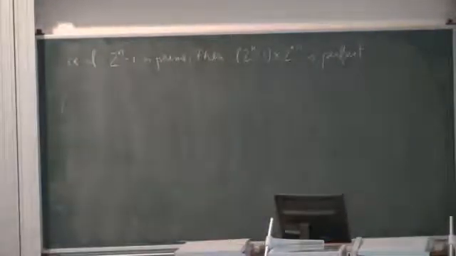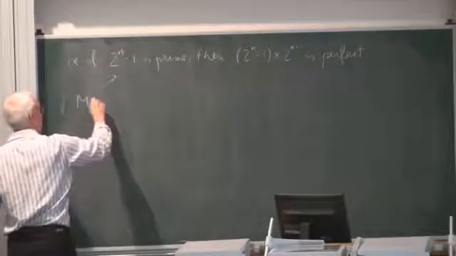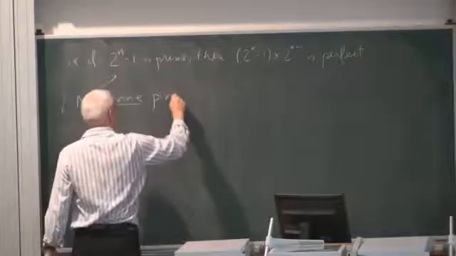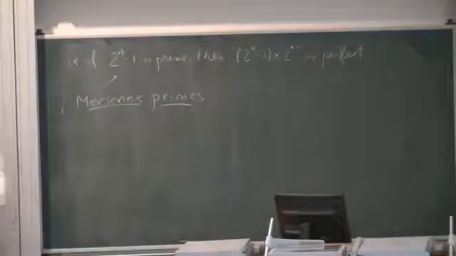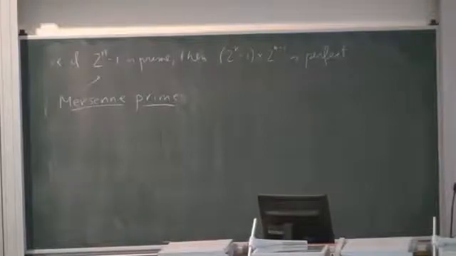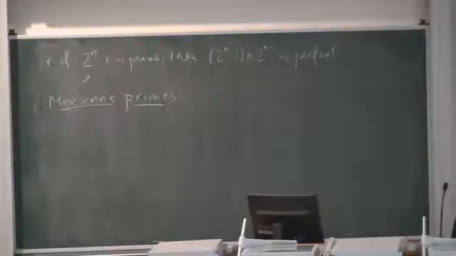So what numbers of the form 2 to the n minus 1 are prime? Well, that's an interesting question. And those primes are particularly interesting, and they're called Mersenne primes. Not every number of the form 2 to the n minus 1 is prime. For example, 15 isn't. But quite a reasonable number of them are.